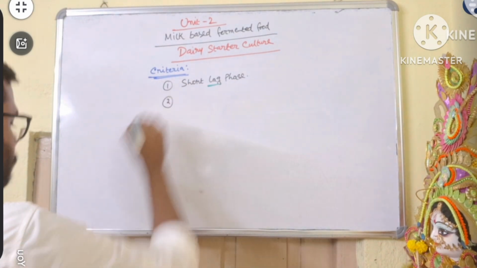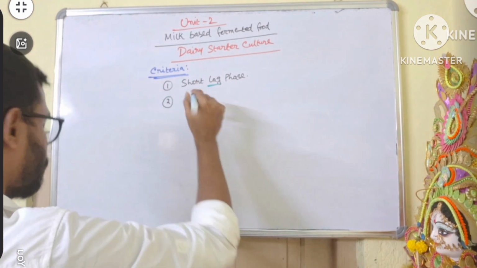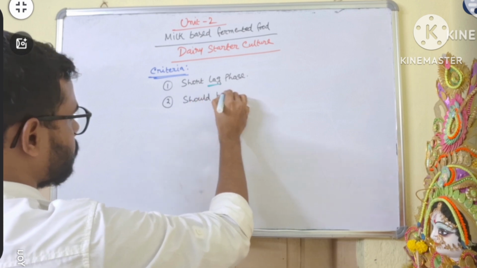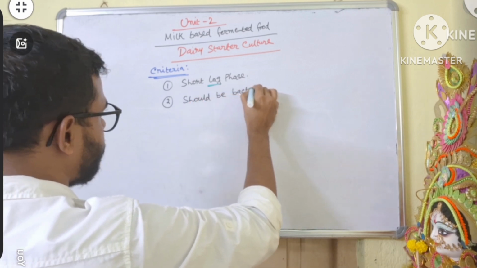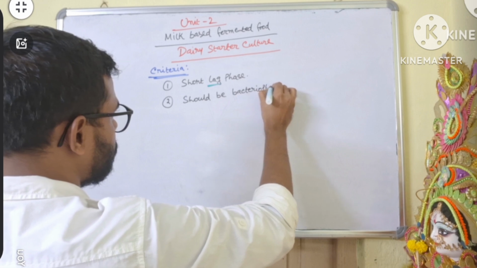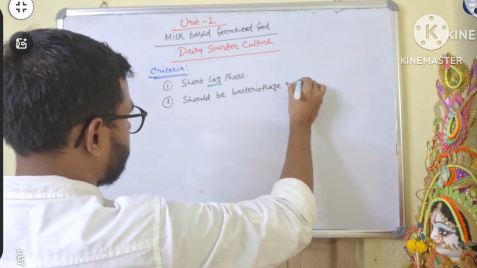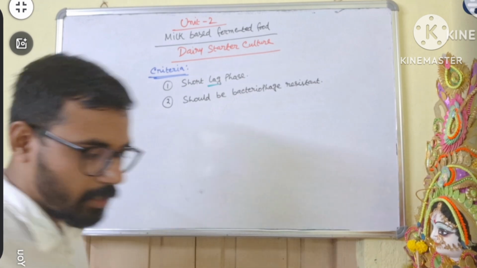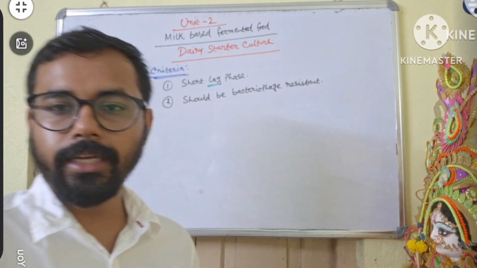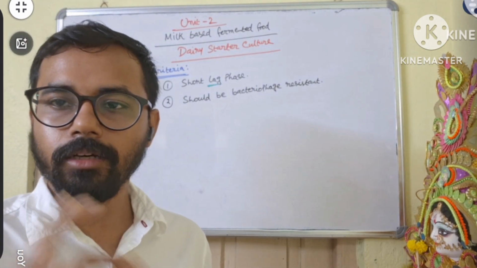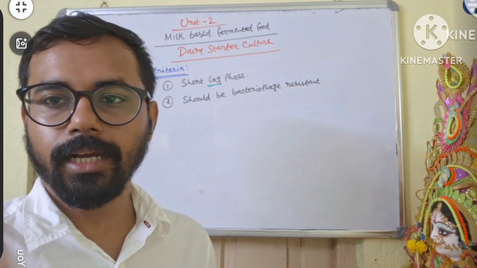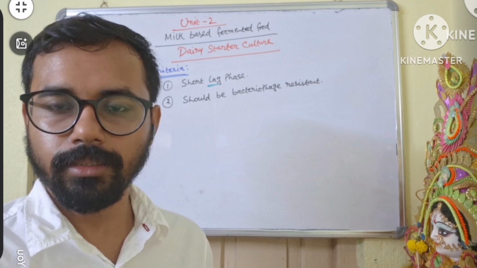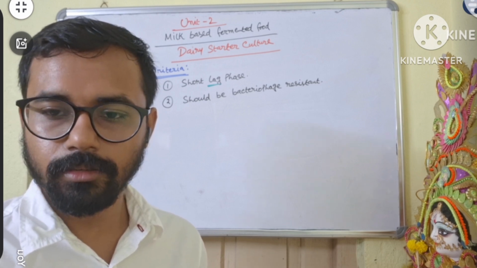Criteria number two: it should be bacteriophage resistant. Is this a must property or not? Is this property absolutely needed or not? A bacteriophage resistant bacterial culture. Answer. Why?